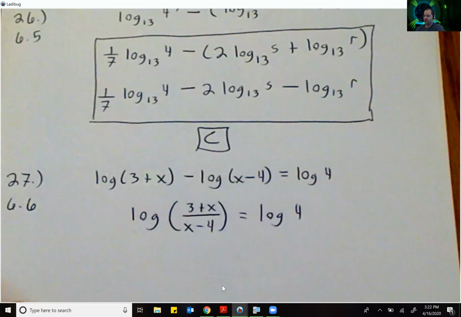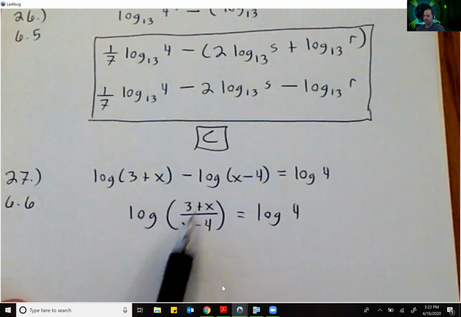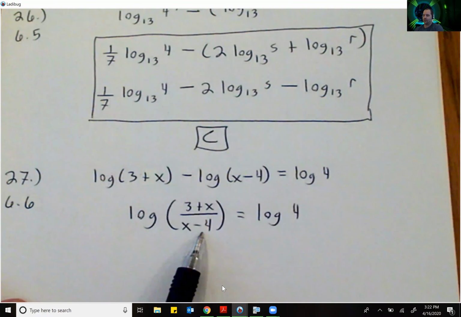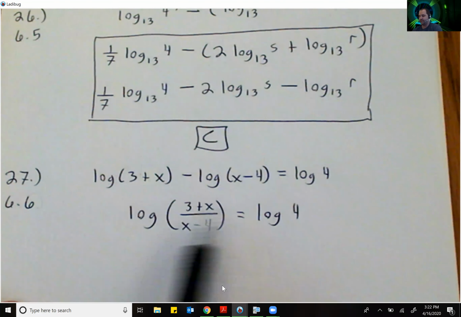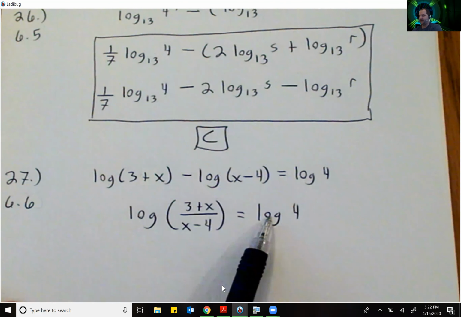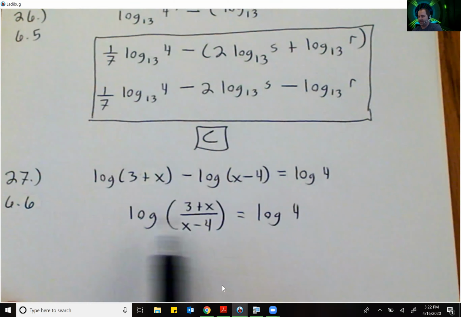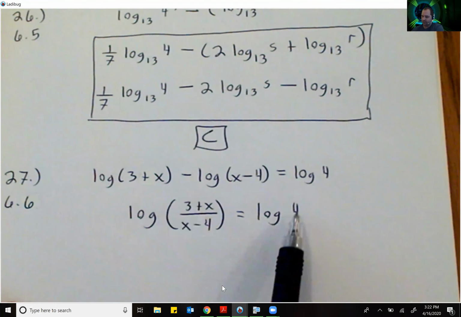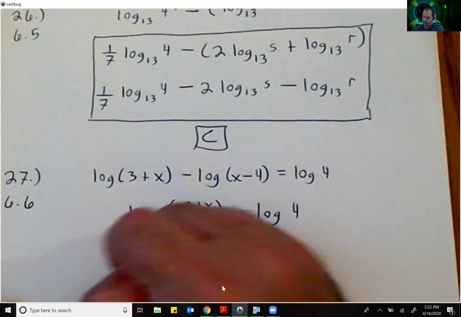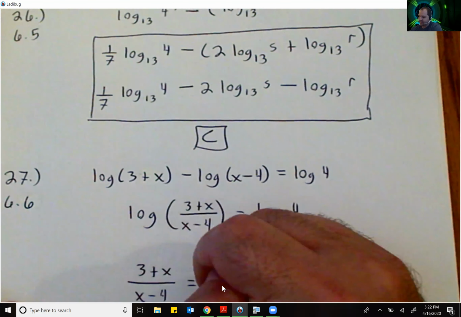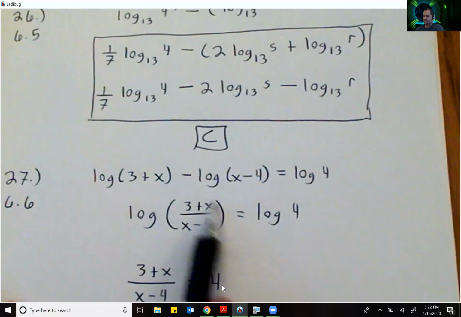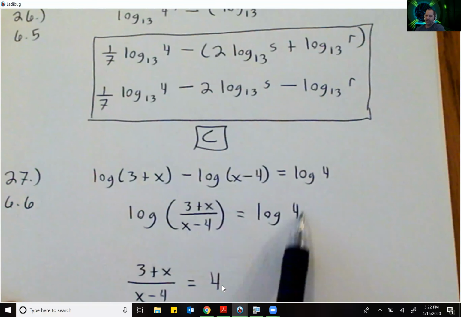The minus really looks like division between these two. And just like what we talked about earlier, when your exponents have the same base, we can put the powers equal to each other. Notice these are the same logs. So that means we can set the pieces after the logs equal to each other. Whenever the logs are the same, you can set their pieces equal to each other. So this is equal to that. Now all we have to do is solve.